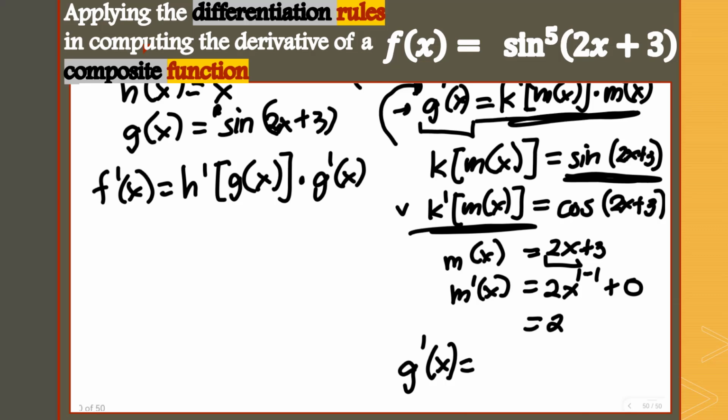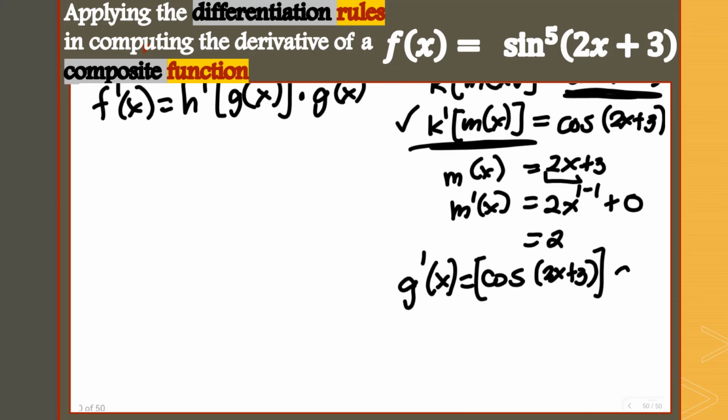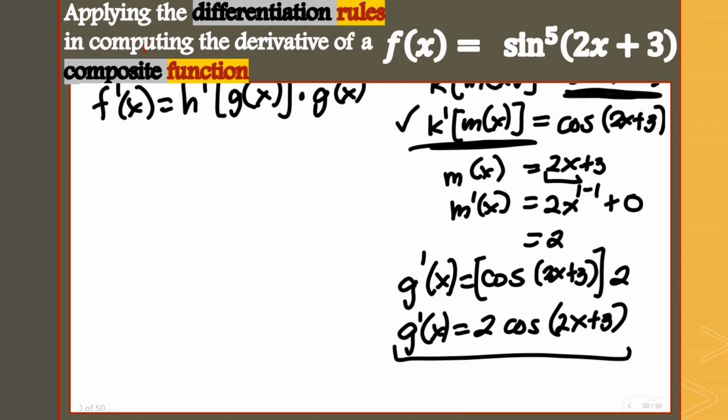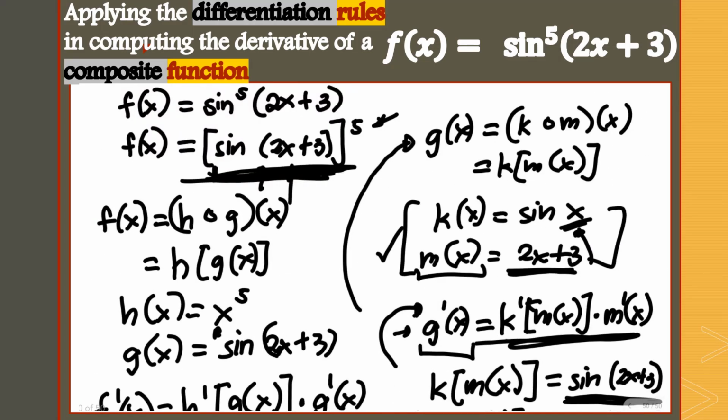This k prime of m of x, you will have here cosine of 2x plus 3, and let me enclose this as a grouping symbol, times 2, okay, which would mean g prime of x is 2 cosine of the angle 2x plus 3. This is just g prime. You're already using here the chain rule, but this is just a composition of another chain rule which involves the larger value of the function.